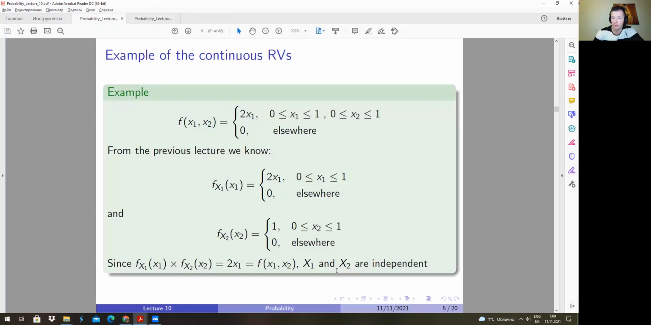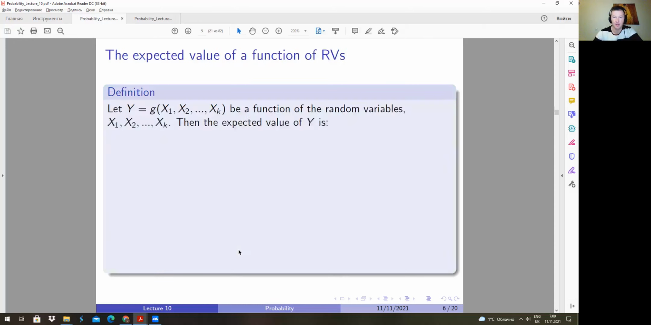You just need to know the joint density, you need to know the marginal densities, or if it's a discrete variable, you need to know the probability mass function or CDFs, depending on what you have, and then just check whether this condition holds or not. Any questions about independency? Okay. So then let's move on.